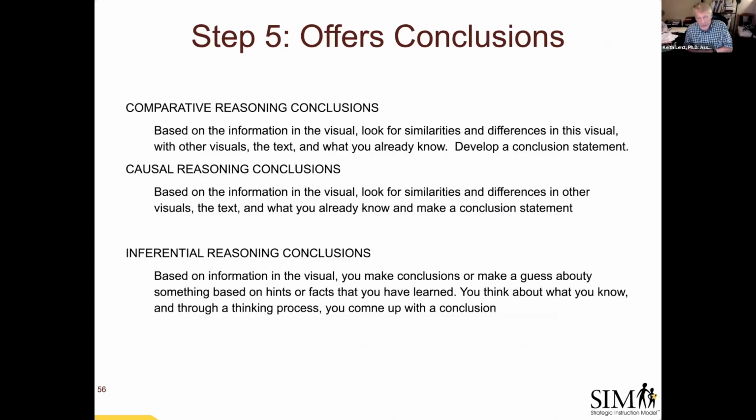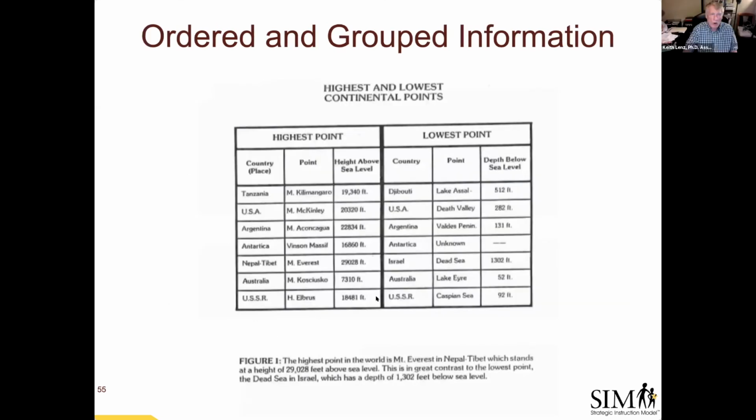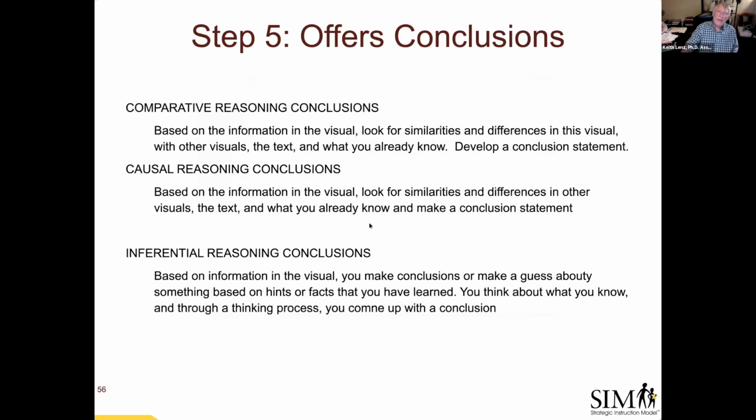Okay, so the next step, step 5, is where you take all the information that you've had so far. Before, we had the cues: is it ordered or is it grouped? Is it causal? We're looking for groups of information, which means compare and contrast probably. So we move to the thinking part, offering conclusions. This is where you think it through. Based on the information in the visual, look for similarities and differences with other visuals, the text, and what you already know.